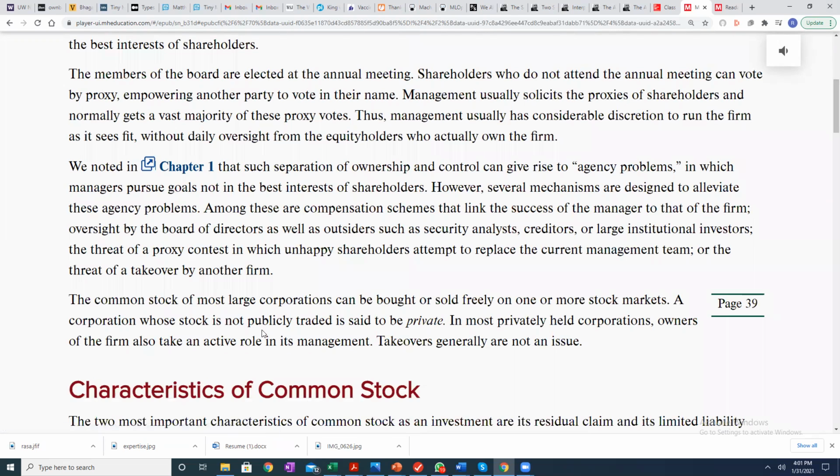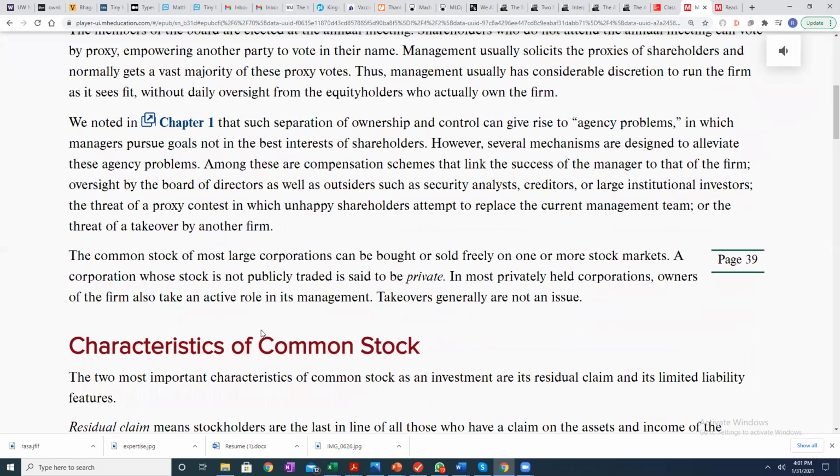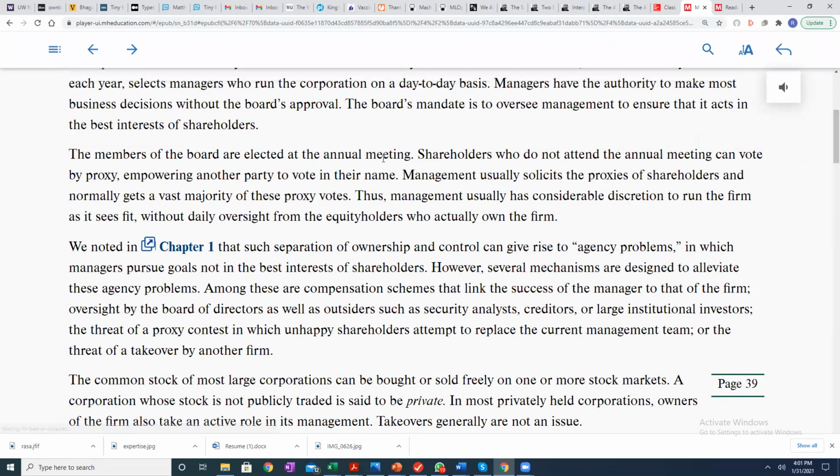They can be bought and sold freely in one of the stock markets. So there is one interesting thing. Shareholders who do not attend the meeting can vote by proxy, empowering another party to vote in their name. Management usually solicits the proxies of shareholders and normally gets a vast majority of these proxy votes. Thus, management usually has considerable discretion to run the firm as it sees fit without daily oversight from the equity holders who actually own the firm.